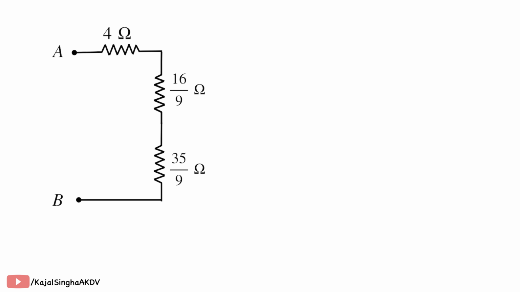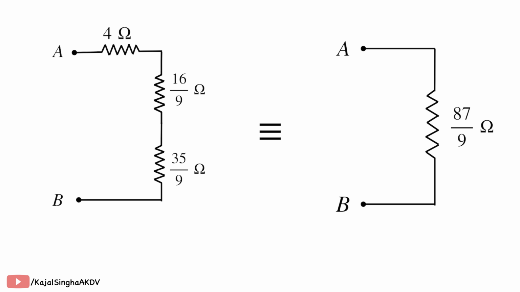So the equivalent circuit now reduces to this type where 3 resistors of value 4 ohm, 16 by 9 ohm and 35 by 9 ohm are connected in series. So their equivalent resistance will be the sum of these 3 resistances, which is equal to 87 by 9 ohm. Now we will discuss star to delta transformation.